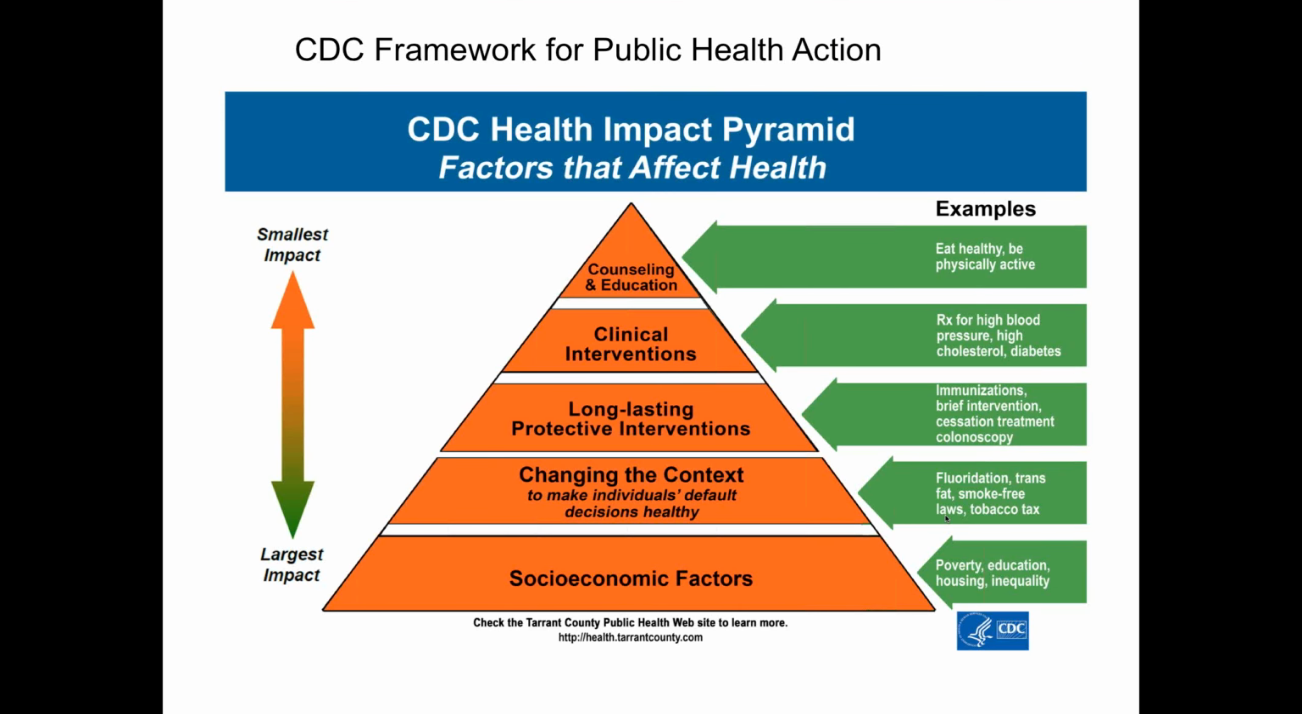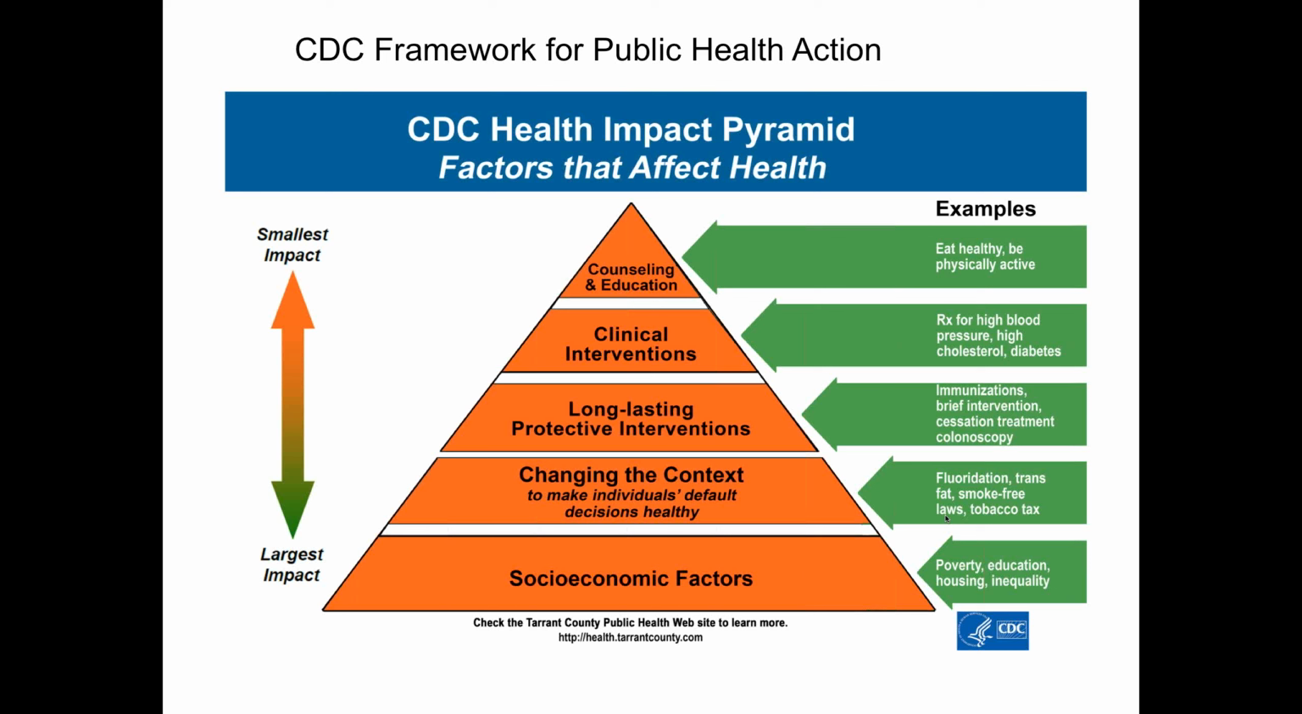This is a very nice framework from CDC for public health action. It's called the CDC Health Impact Pyramid, and it has created this triangle that reflects the impact of different types of factors. And so the factors at the top of the pyramid have the smallest impact on population health. The factors at the base of this triangle or pyramid have the largest impact on population health.